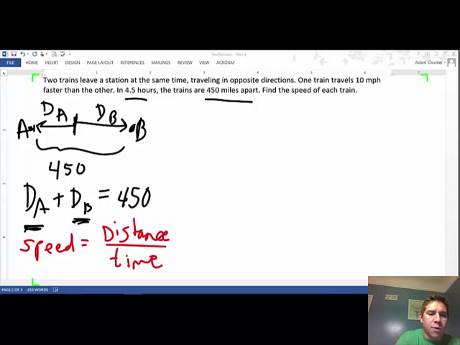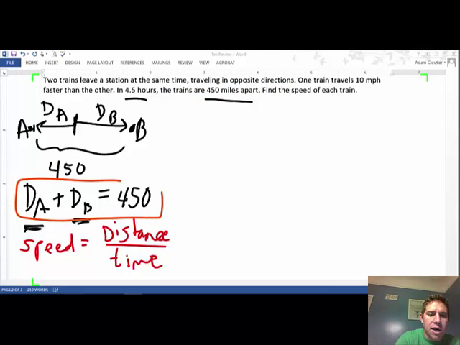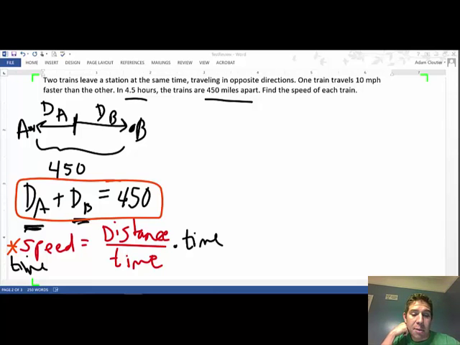Now, since the equation that we want to use, which I will circle in orange, has distance plus distance equals 450, I want to take this equation here and solve for distance. Just like we've done in our other rational equations, we would multiply both sides by time, to get the distance all by itself. In other words, I'm clearing the fractions of my denominator, time.